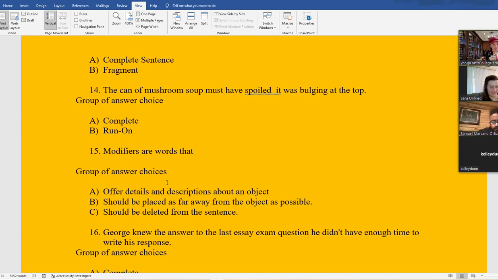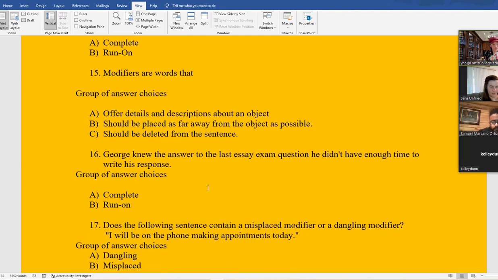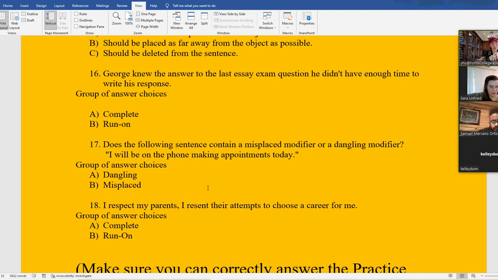So that offers details like blue shirt. So it offers a description of the object. George knew the answer to the last essay exam. He didn't have enough time to write his response. So is this a complete sentence or a run-on? Run-on. Does the following sentence contain a misplaced modifier or a dangling modifier? I will be on the phone making appointments today. Misplaced. You get it? Yeah.